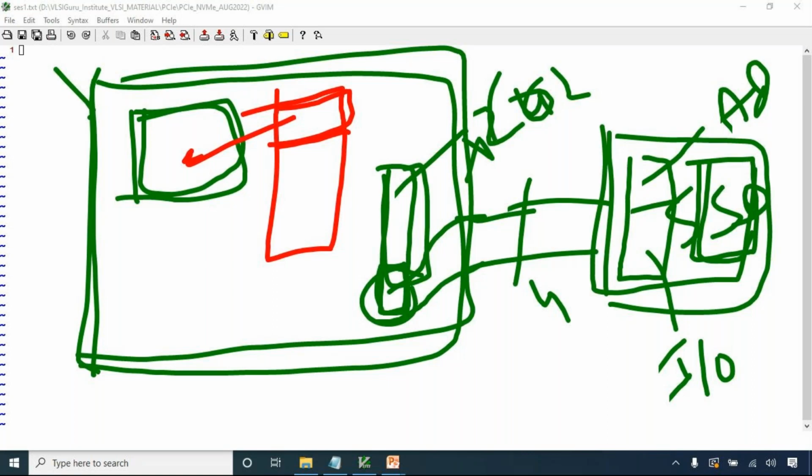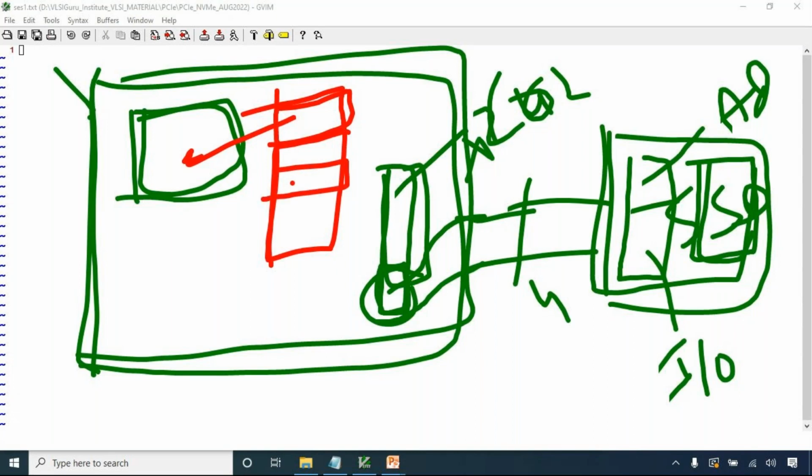Administrative commands are for creating something called a submission queue and a completion queue. There are two types of queues, and IO commands are for placing the IO. Those IO commands, like write command, read command, or flush commands, will be there. As part of this memory itself, it will create some queues.